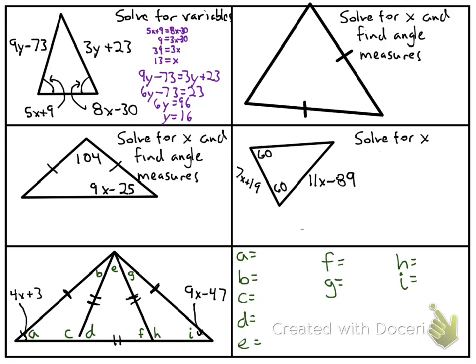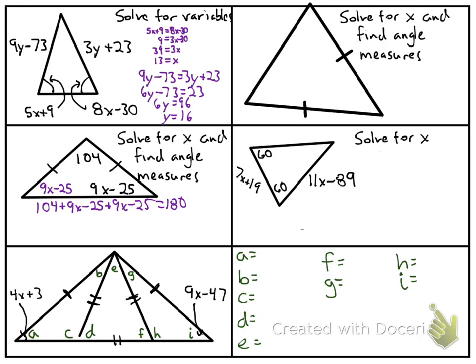Next problem, we lost our measurements, so we'll skip that one. Let's come down here, solve for x, and then find the angle measurements. Now this is an isosceles with my vertex angle is 104. One of my base angles is 9x minus 25. So the other one is going to be 9x minus 25 as well, because we know those two angles are congruent. So we're going to say 104 plus 9x minus 25 plus 9x minus 25 equals 180.